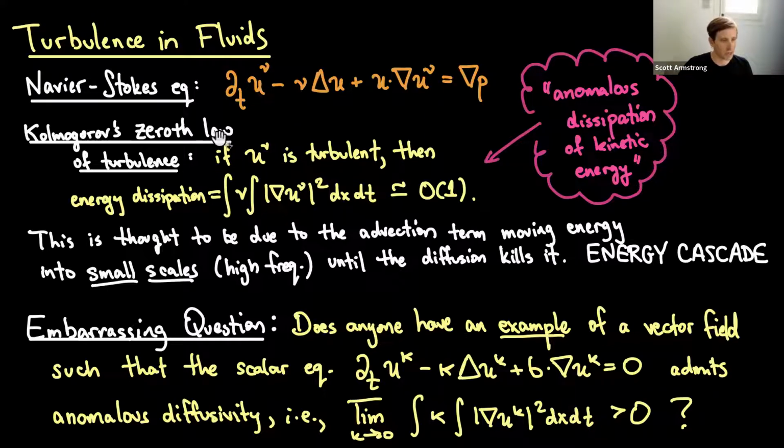I don't have time, but just to say that Kolmogorov's zeroth law of turbulence says that if you have a turbulent fluid, you should see energy dissipation of order 1, even if nu is very, very small. So like the limit as nu goes to 0, the dissipation of kinetic energy should still be of order 1. Okay, so the Laplacian still does something, even if you send nu to 0 in a turbulent fluid. This is called anomalous dissipation of kinetic energy.